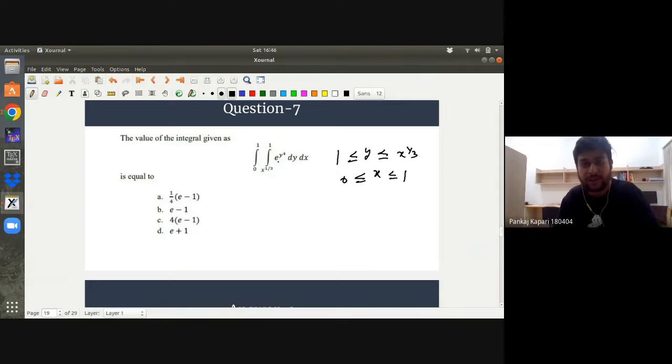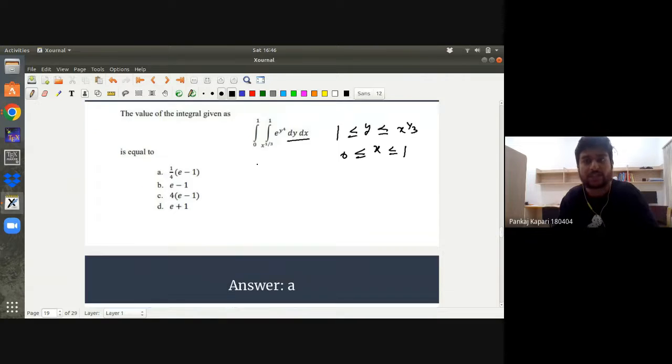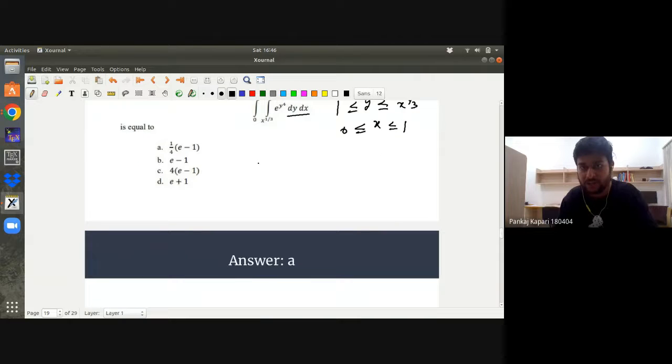Now we can find out the value of this integral by integrating this function one by one, first with respect to y and then with respect to x. But sometimes it is beneficial to change the order of the integration. That is, first do the integration with respect to x, then do the integration with respect to y. If you change the order of the integration, the limits of the integration will also change. So let's see how these limits of integration will change.